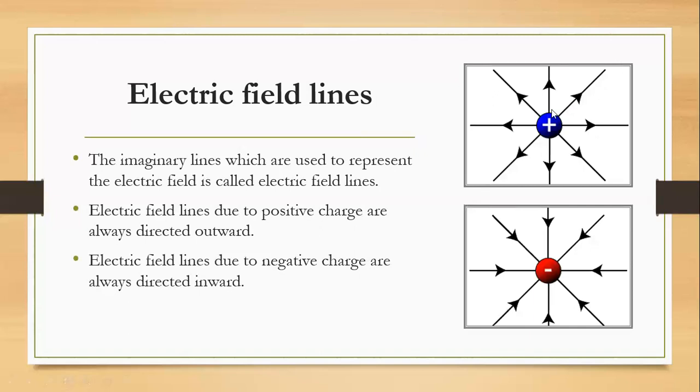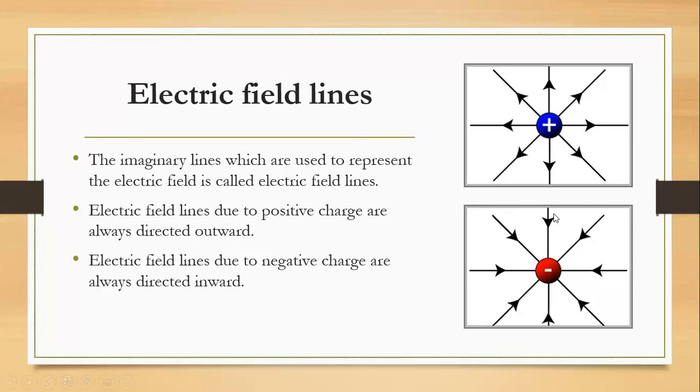You can see that at this point two lines are closest to each other, meaning the strongest electric field will be at that point. But at that point the two lines are further apart from each other, so there is the weakest electric field. At this point strongest electric field, at that point weakest electric field. Similarly, at this point the electric field will be strongest, and at that point it will be the weakest.